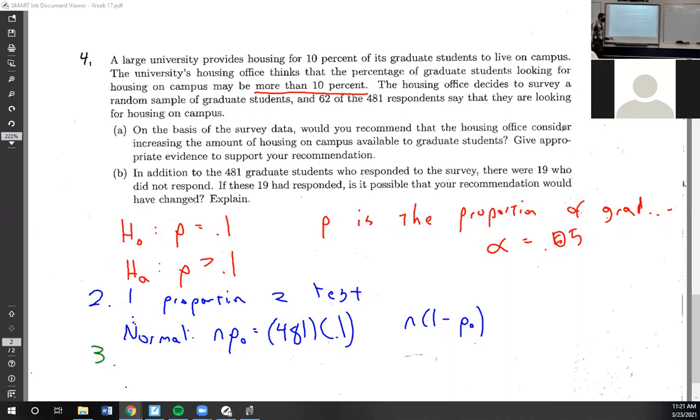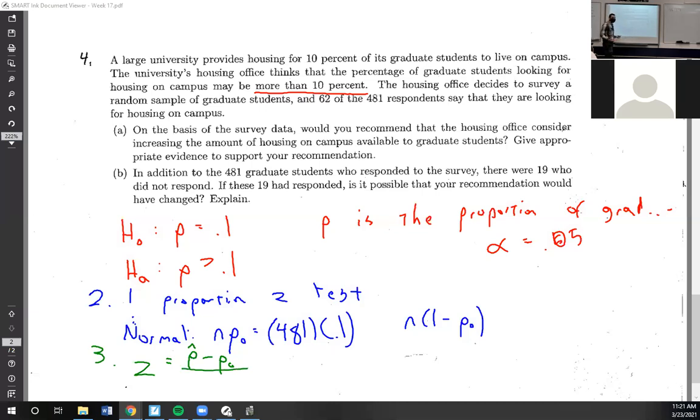In step 3, formula, plug in the numbers, answer. I'm just going to write out the formula to show how we're going to get that overall structure. It's a Z-score formula. So basically value minus mean over standard deviation. So our value here is p hat. Our mean would be p naught, our null hypothesis saying that p is 0.1.